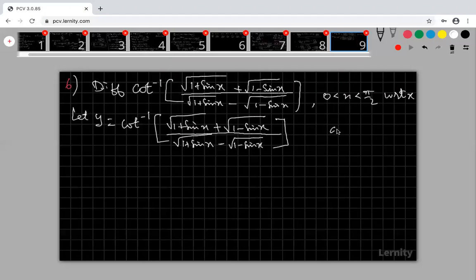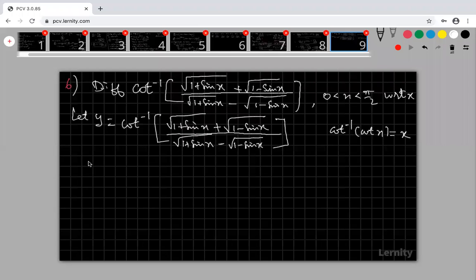I know one formula. Cot inverse of cot x is x. Are you okay? We have already discussed this in our inverse trigonometry function second chapter. Cot inverse of cot x is x. I'm going to apply this formula. For applying this, I need this entire function in terms of cot x. This entire function within the bracket, I'm going to write in terms of cot. How to write it, sir?